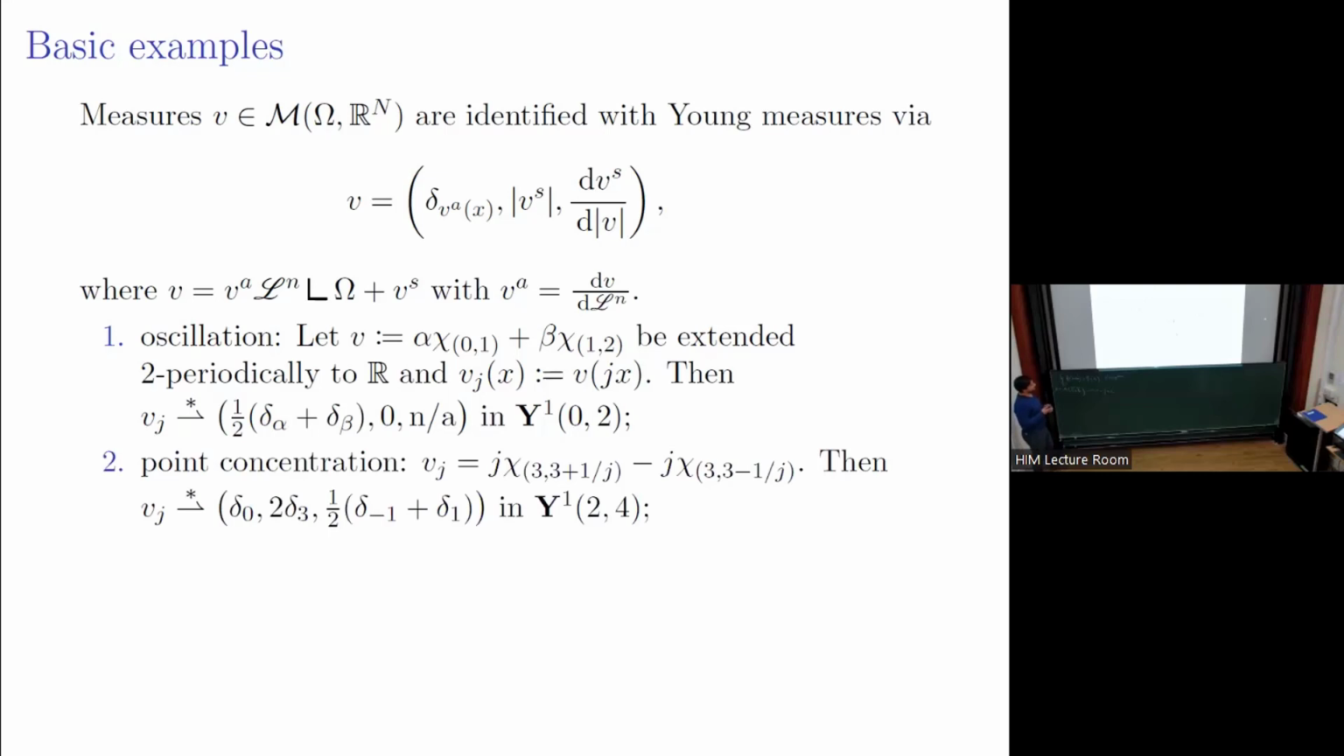In terms of concentration, let's take a sequence very similar to the point concentration we had before, but let me give it some sort of cancellation flavor. Let's say we put a positive concentration around the point 3 with mass 1, and another concentration around 3 with mass negative 1. Altogether, this sequence converges to 0 weakly. However, it has a concentration effect of magnitude 2, let's say.